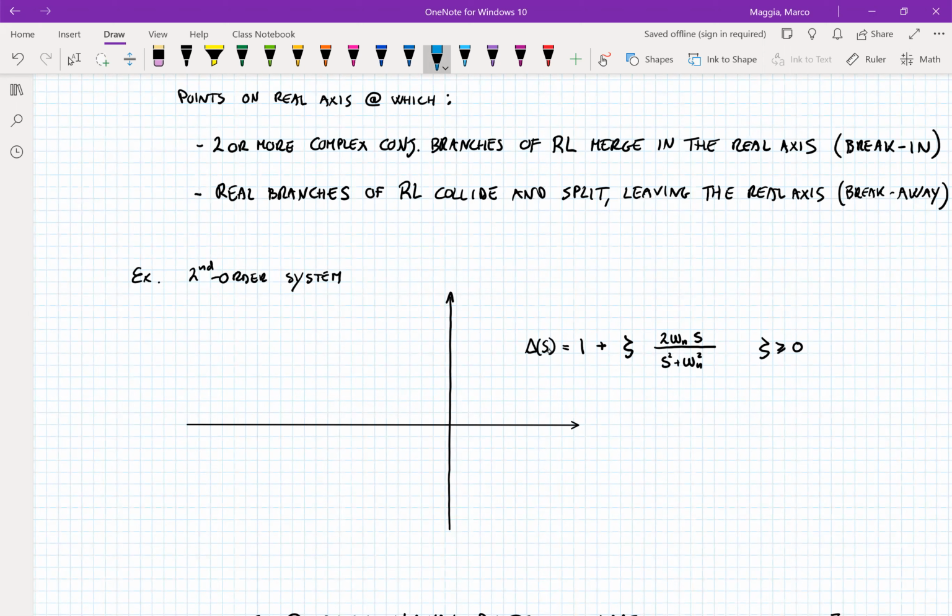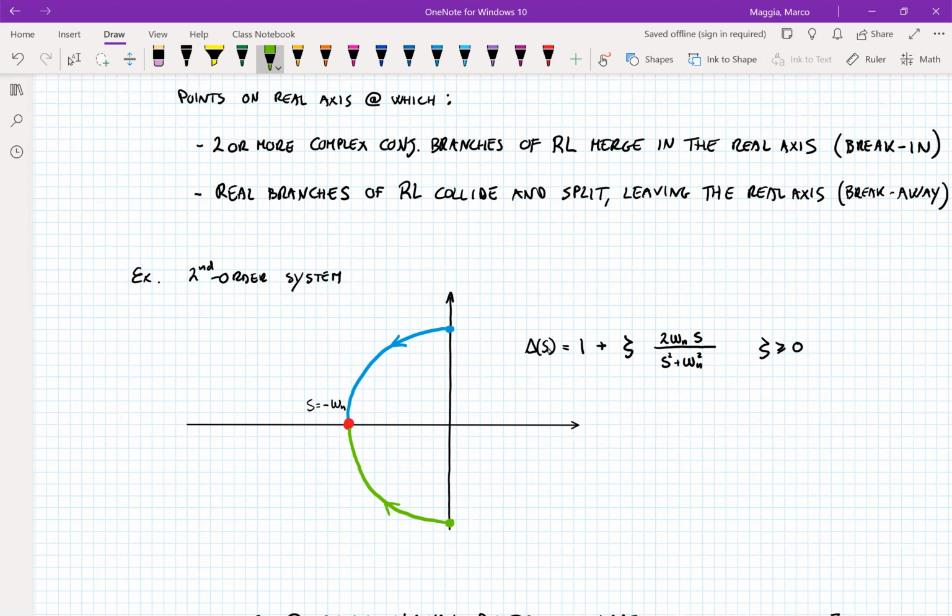For a second order system, we know that one branch starting from the imaginary axis will follow a semicircle and then will eventually hit the real axis at this point, which is s equals minus omega n. And then we can draw the corresponding branch on the other half of the plane, which once again starts on the imaginary axis and then will hit the real axis at s equals minus omega n.